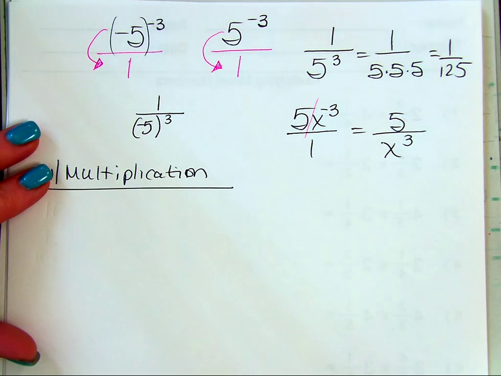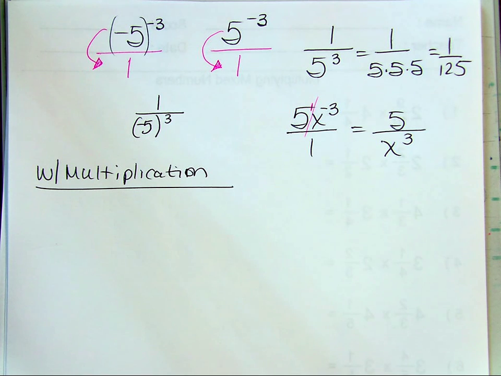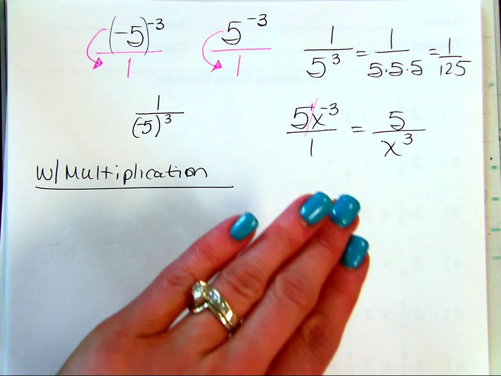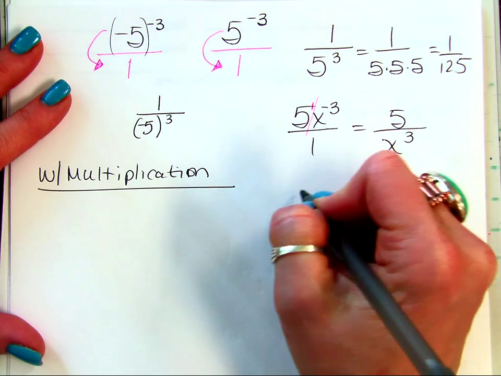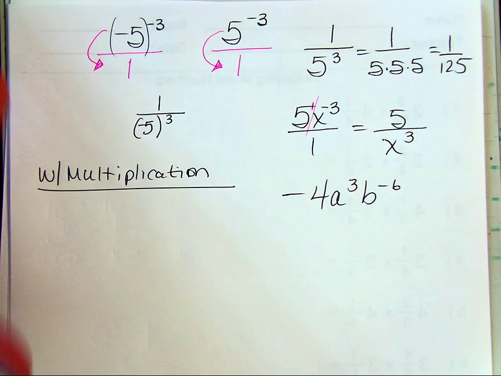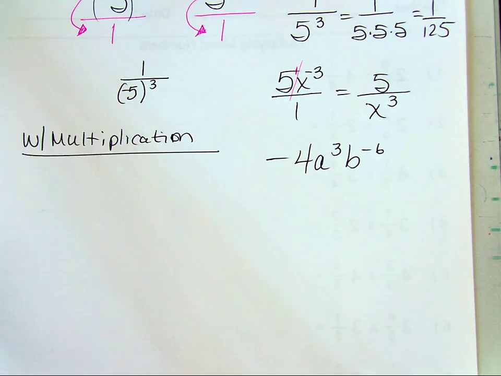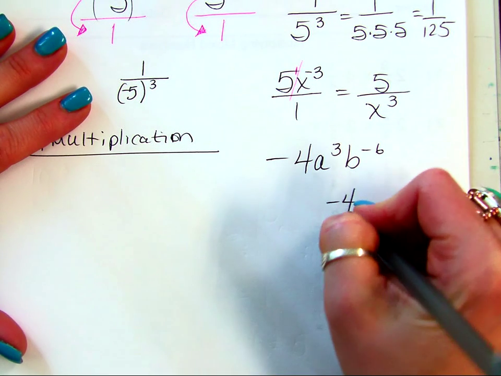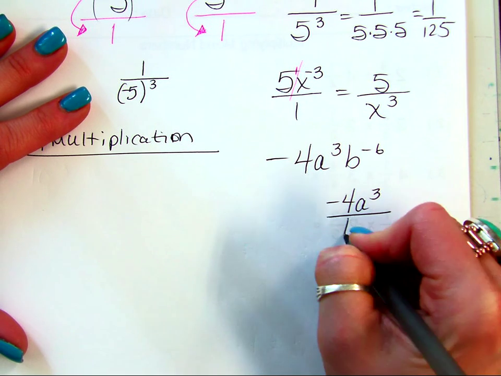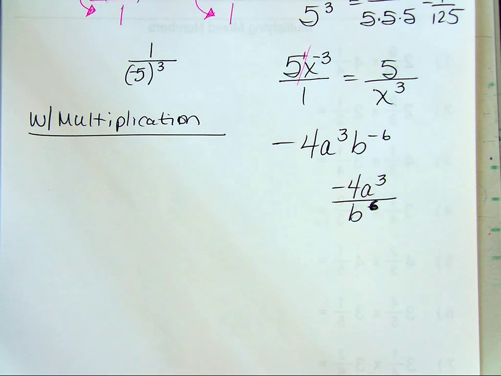Do you understand why? Because the 5 has its own exponent, and it's 1, and 1 is positive, and positive exponents do not move. Okay, I really need you to see that. Okay, so if you have negative 4a to the third, b to the negative 6th, and my question to you is rewrite that expression or that term with only positive exponents. You would say the negative 4 can stay, the a to the third can stay, but the b to the negative 6 has to go, and it turns into positive 6. Okay?